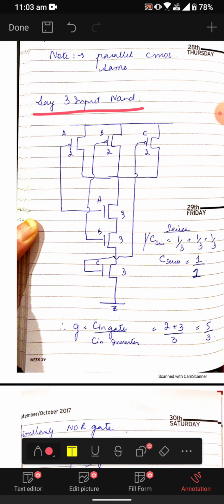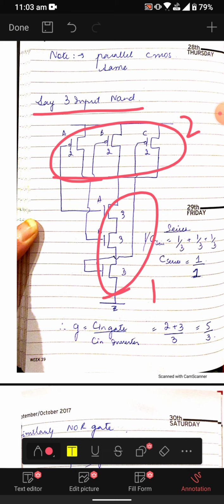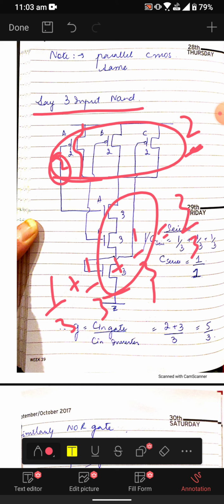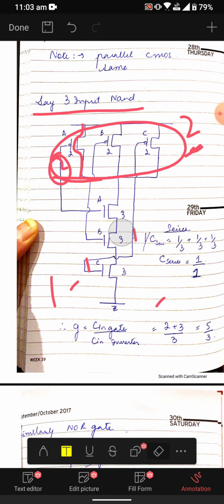Say 3 input NAND gate है हमारा. 3 इनपुट NAND गेट में भी हमें ऊपर वाले में क्या लानी है? We have to get it equal to 2 and here we have to get it equal to 1. ओके. सो यहाँ पे हमने वर्स्ट केस के लिए लिया है. वर्स्ट केस हो गया जब एक ही होगा ऑन, तो एक ही को हमें क्या देना पड़ता है? 2. और यहाँ पर हमने क्या किया है? 1/3 + 1/3 + 1/3 which is equal to 3/3. It is equal to 1. तो साइजिंग ऑफ द ट्रांजिस्टर्स हमने अकॉर्डिंगली की हुई है as was discussed in the previous lecture.